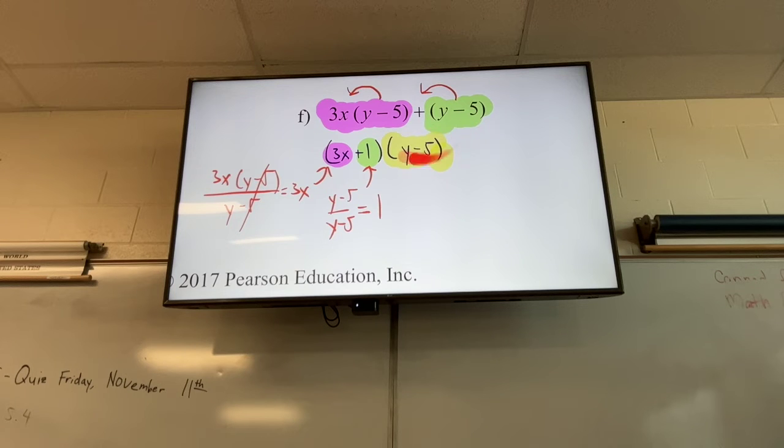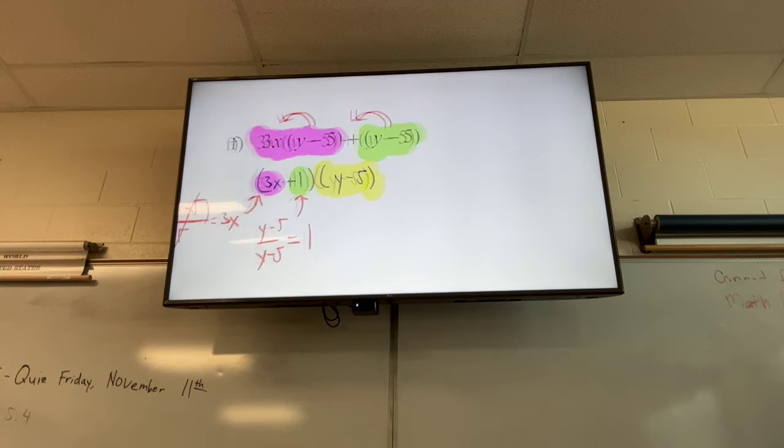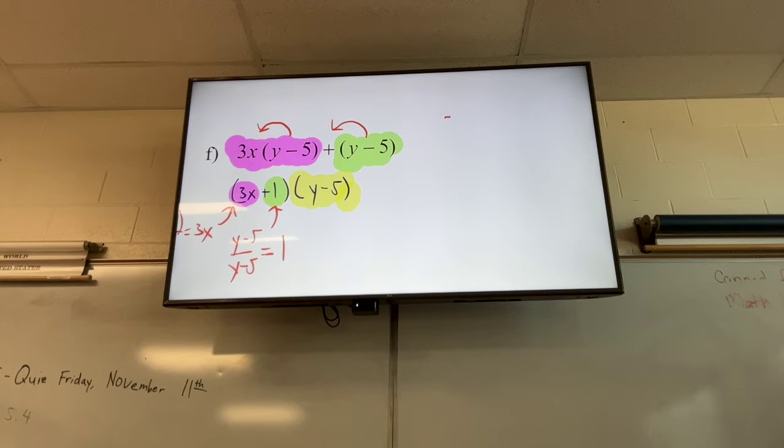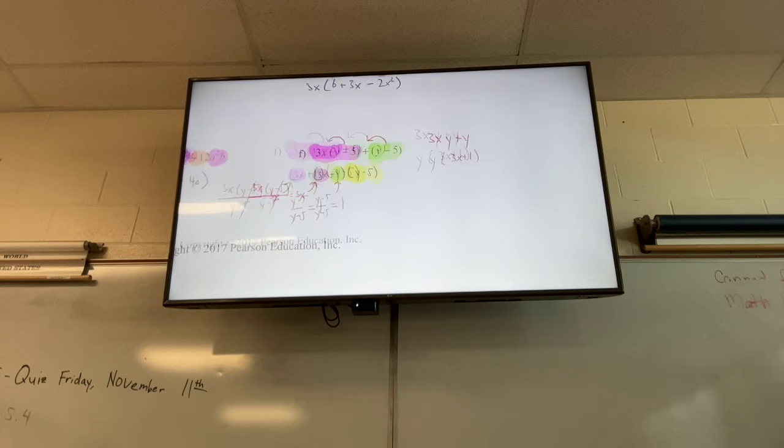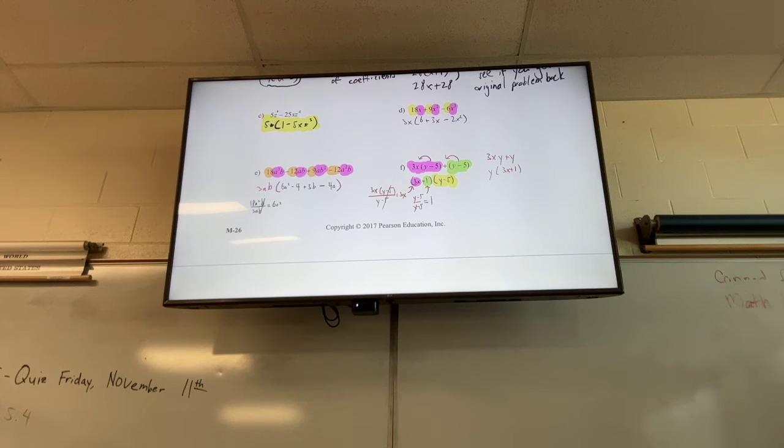Does that make any sense? Right, so this is just like, imagine if I had 3x y plus y, right? You would have done y times 3x plus 1. It's the same deal, but instead of a y, we just have a y minus 5 here. So everywhere we would have originally written a y, we just write a y minus 5. Okay, I want to make sure we understand. Okay, that's pulling out common factors.